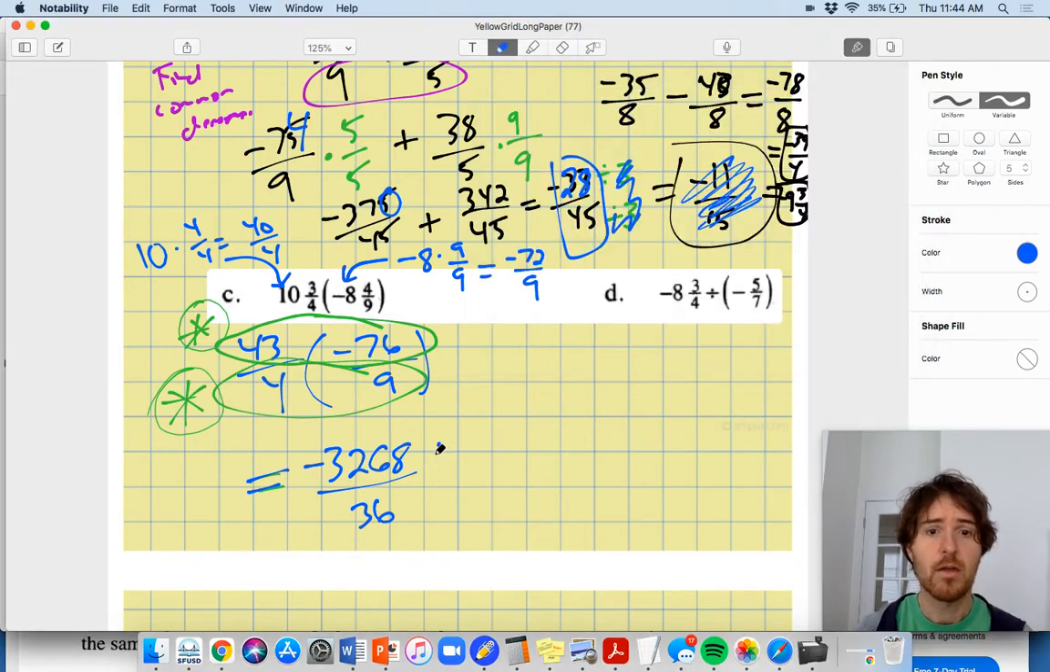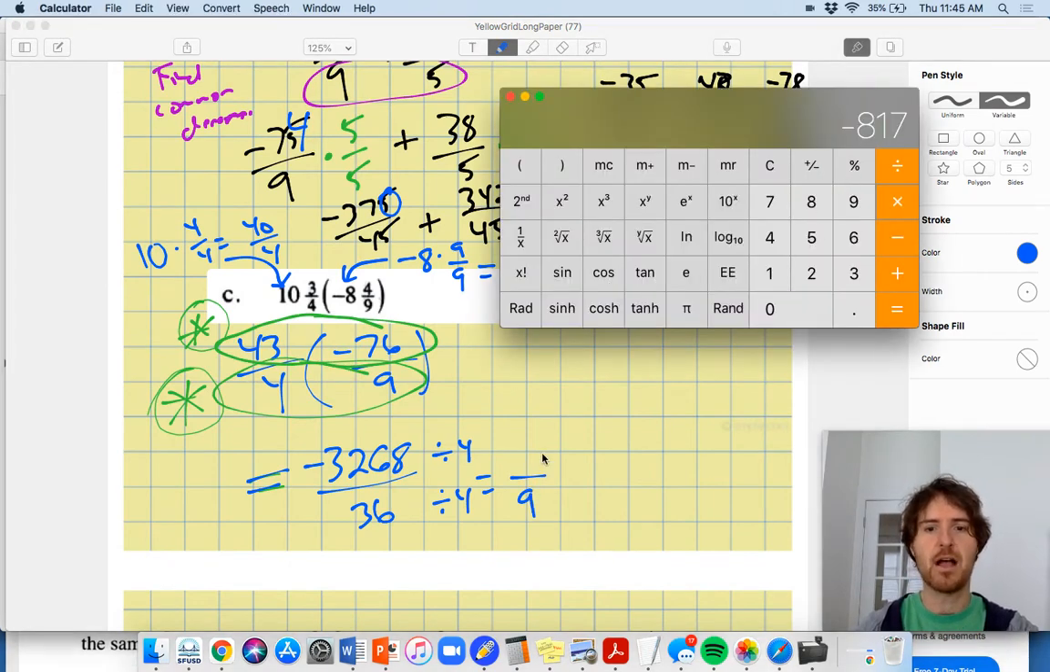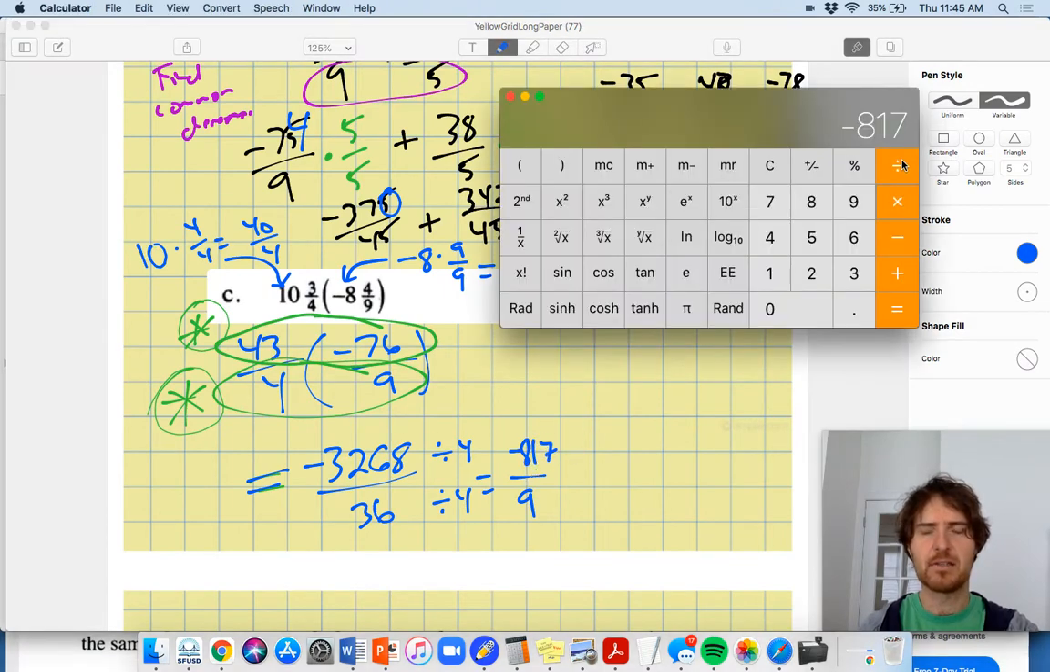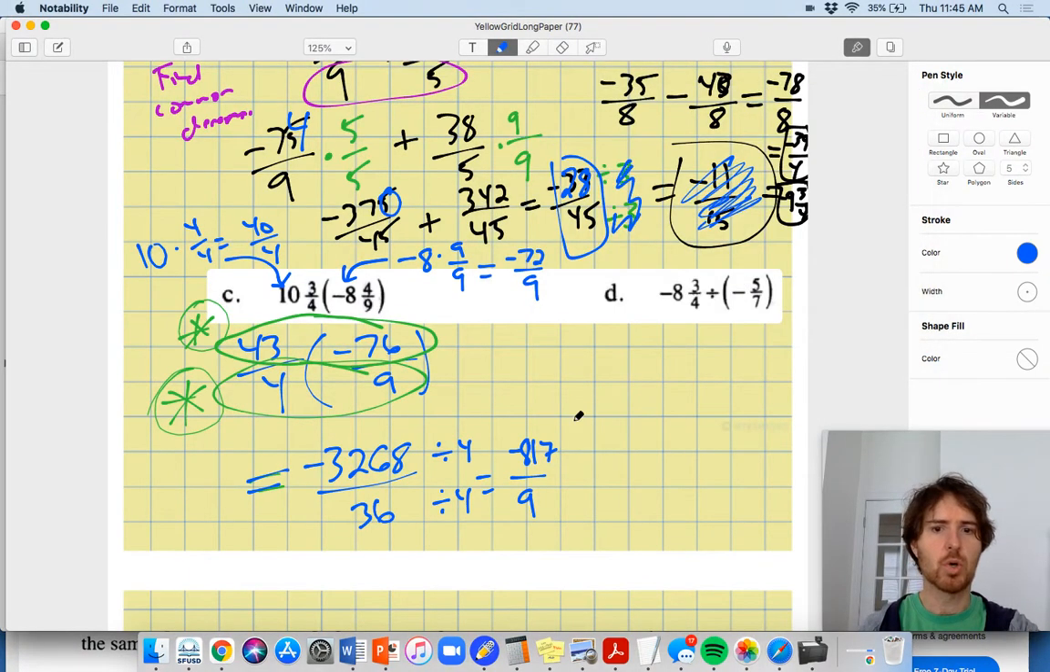So with 4, if I want to reduce this fraction, I'm going to divide the top by 4 and divide the bottom by 4. 36 divided by 4, that's 9. Okay, negative 3,268 divided by 4, I already did that in my calculator. That's negative 817. And yeah, I don't think that reduces at all. Let's see if this is divisible by 3. It's not. Okay, so I think that's the best we can do.